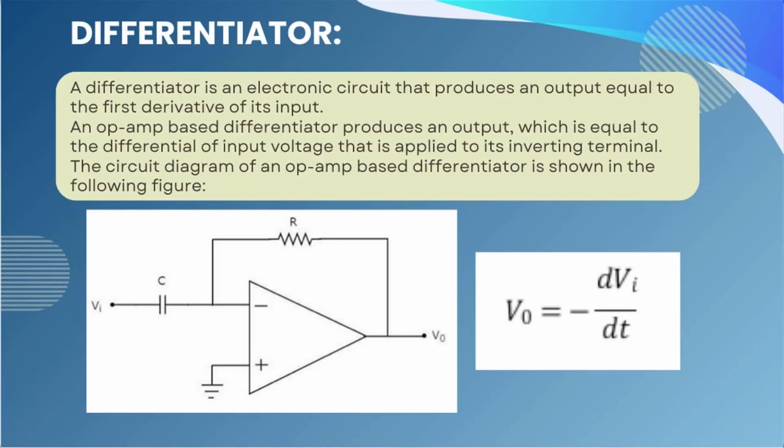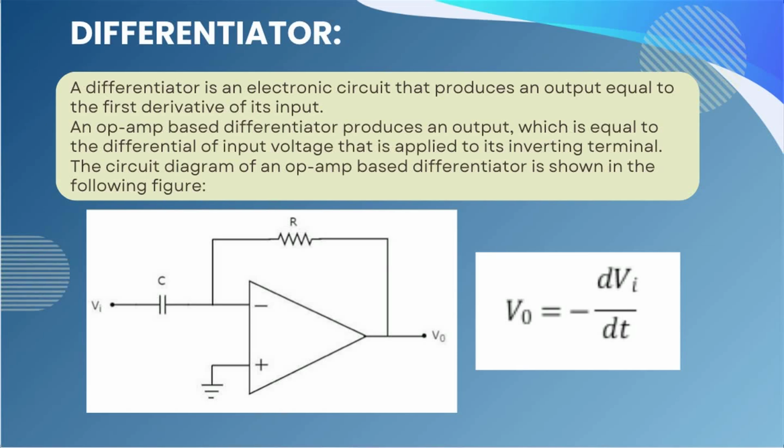Now the next application of arithmetic circuits is the differentiator. The circuits which perform mathematical operations such as differentiation and integration are called differentiator and integrator circuits. A differentiator is a circuit that produces an output equal to the first derivative of its input. An op-amp based differentiator produces an output equal to the differential of the input voltage applied to its inverting terminal. This is the circuit diagram for the differentiator.